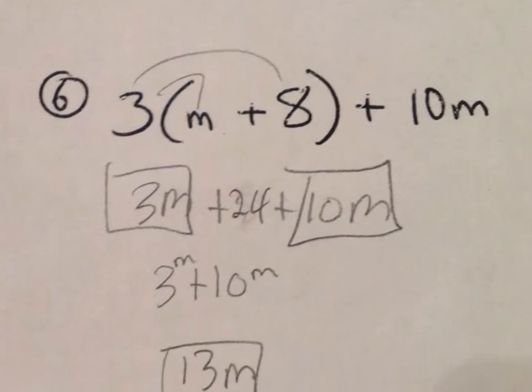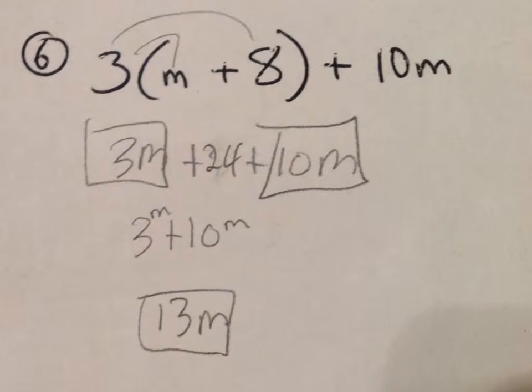Here we have 3 times m plus 8 plus 10m. So did they distribute? Yep. Nice job. 3 times m. And then here they distributed 3 times 24. So they remembered to do it here and here. And then they brought down the 10m. Nice job. So then we have 3m plus 10m, which gives us 13m.